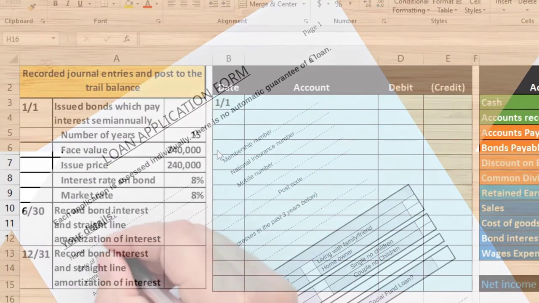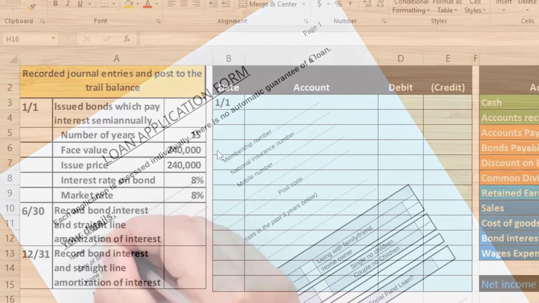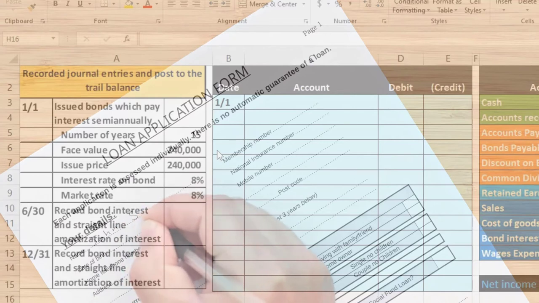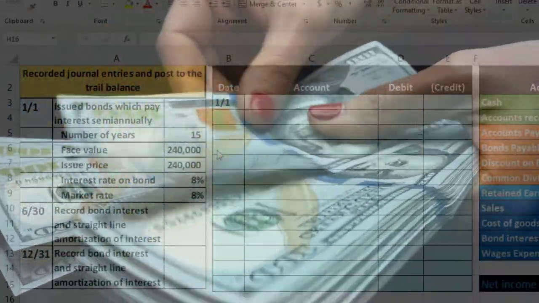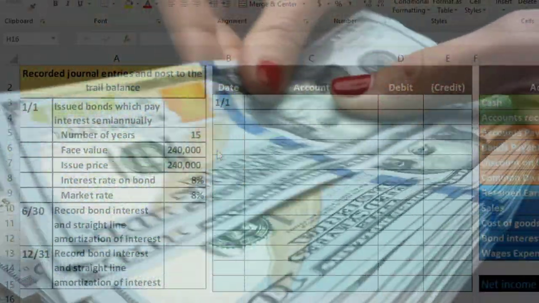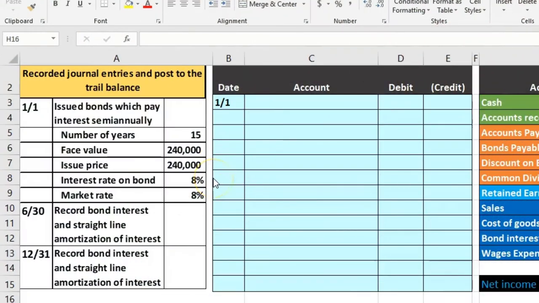In other words, it's going to be very similar to just a normal loan type of transaction. In a normal loan, we're going to get money today, in this case, $240,000. We're going to pay back at the end of the loan period the $240,000, plus we're going to pay back kind of the rent on using that money, that being the interest, at this time, 8%.